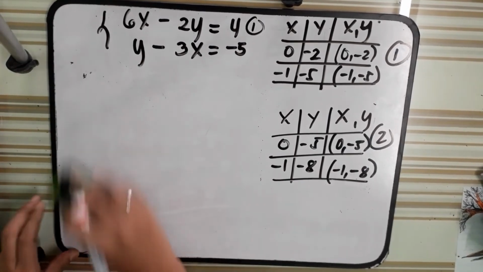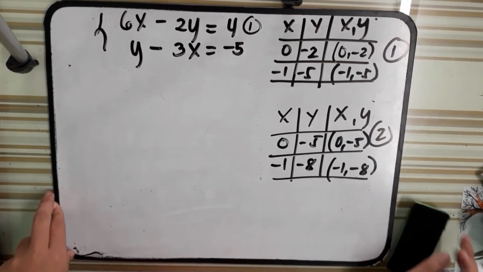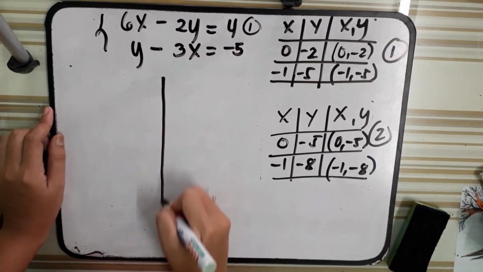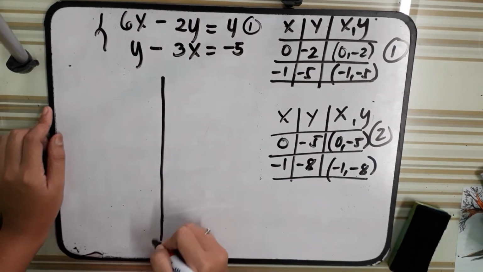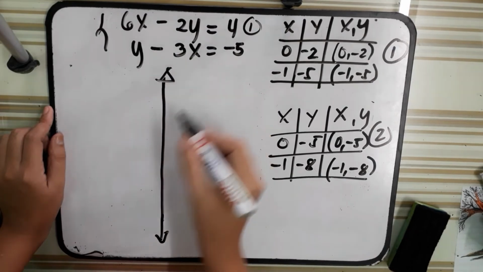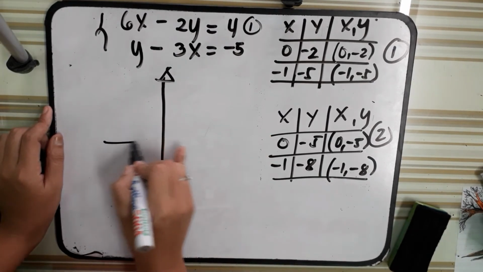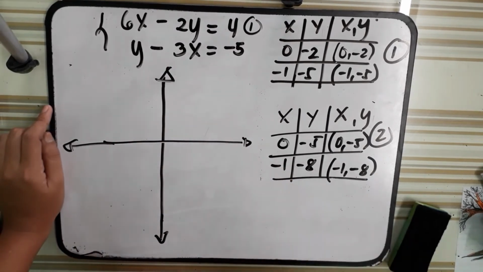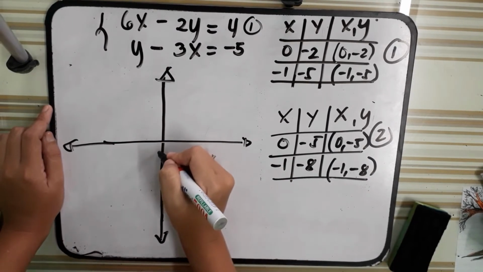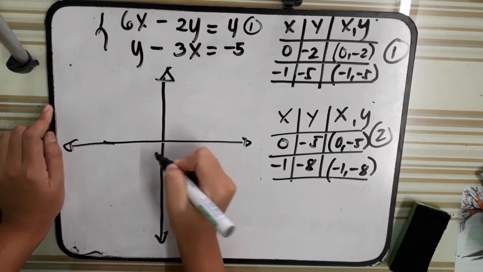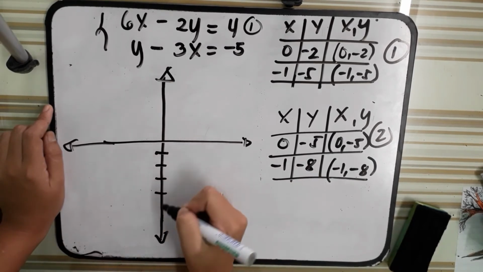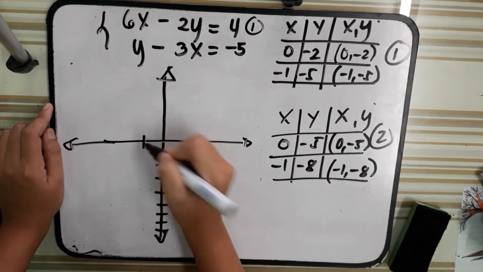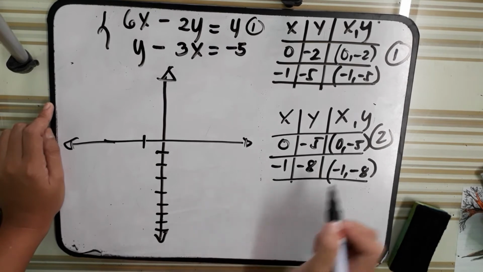Meron na rin tayong points. Pwede na tayong mag-graph. Okay, so gawa tayo ng Cartesian coordinate plane. Assuming my lines are straight. So, sa baba, maglagay tayo ng hanggang 8. 1, 2, 3, 4, 5, 6, 7, 8. Dito ay negative 1. Hanggang kay negative 1 lang naman tayo dito.